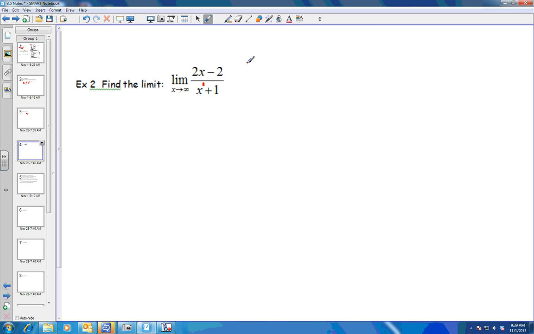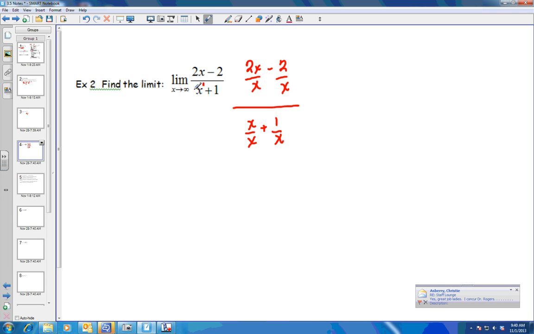So here's what I'm talking about. I'm going to take 2x. And since x to the first is my highest exponent, when I say highest exponent, I'm talking about the exponent over your x number. So 2x over x minus 2 over x over x plus 1 over x. So I just take each individual term and divide it by this x. Now I'm going to simplify. These x's will cancel and I get 2 minus 2 over x. x over x is 1 plus 1 over x.